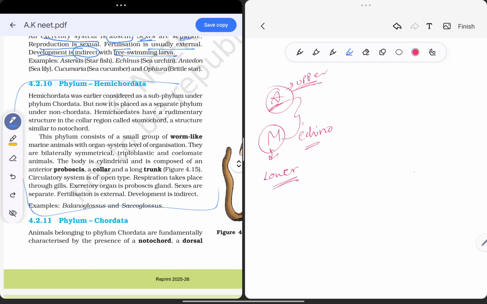Hemichordata is a very easy one. The important points are that a wormlike body with proboscis, collar, and trunk parts is present in the cylindrical body of the hemichordates. That's it.